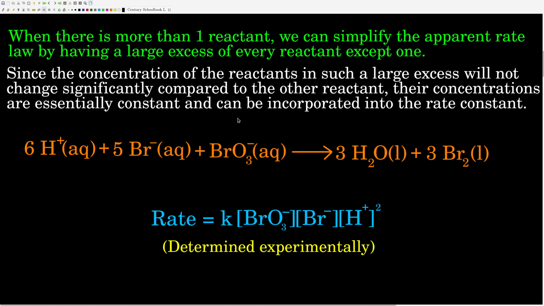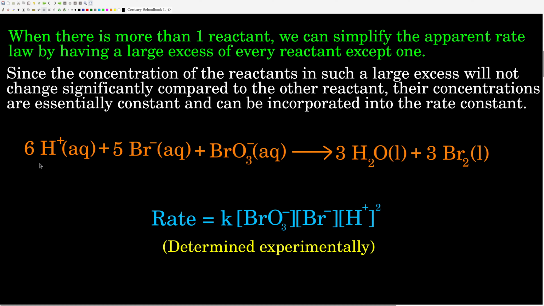Because it ends up that if the concentration of all the reactants except one are in such a large excess, their concentrations will not change appreciably compared to the concentration of the reactant that is not in a large excess. And what that means is the concentration of everything but one species can essentially be held constant, and we can look at one reactant at a time. And that makes it a lot simpler.